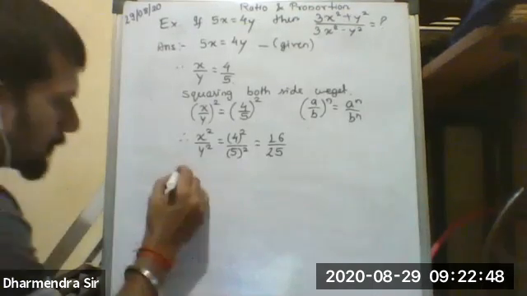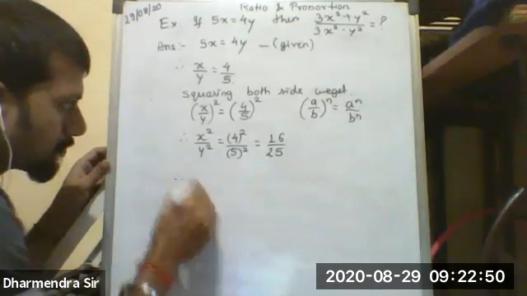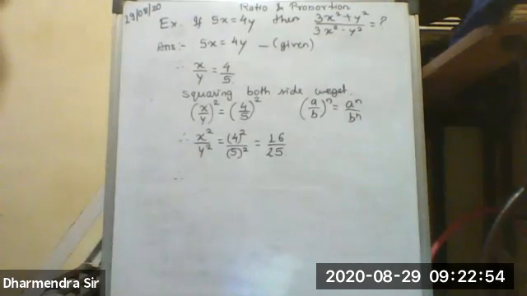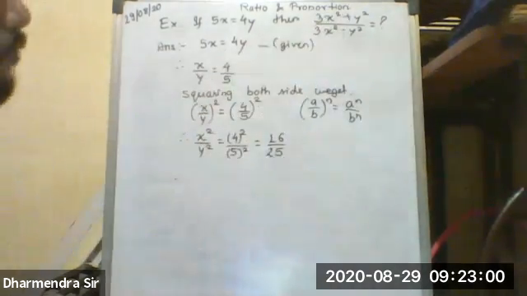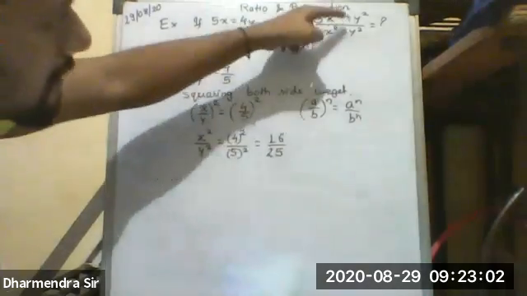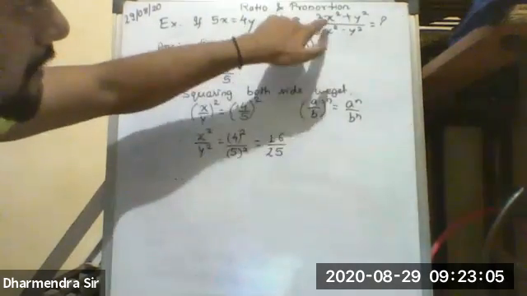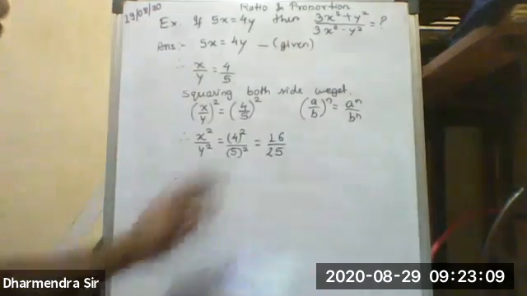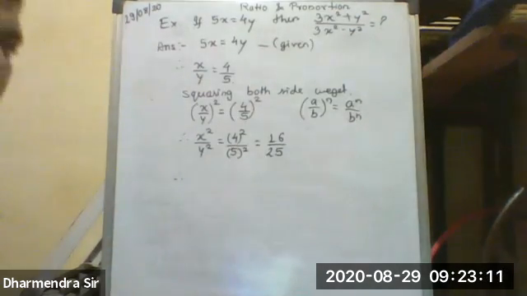So therefore I got the value of x square by y square as 16 upon 25, but the requirement is that we should have 3 times x square plus y square, and we can see that the plus and minus terms are the same, a plus b, a minus b. So it is a case of componendo dividendo.